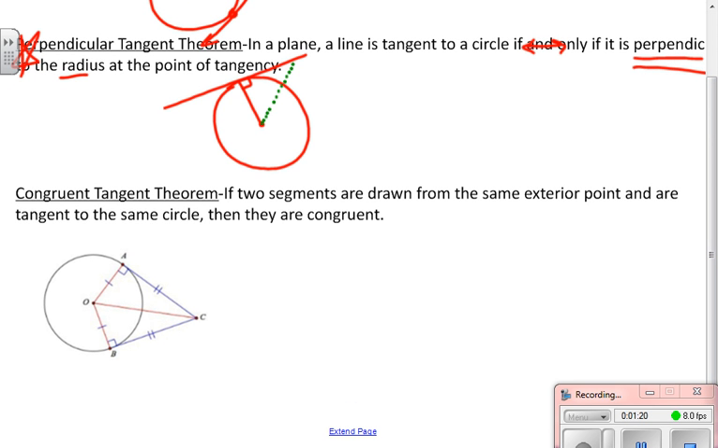Another really powerful theorem is the congruent tangents theorem. If two segments are drawn from the same exterior point, like C, and are tangent to the same circle, like CA is tangent here, and CB is tangent here, then those two pieces are congruent, and you see that marked.